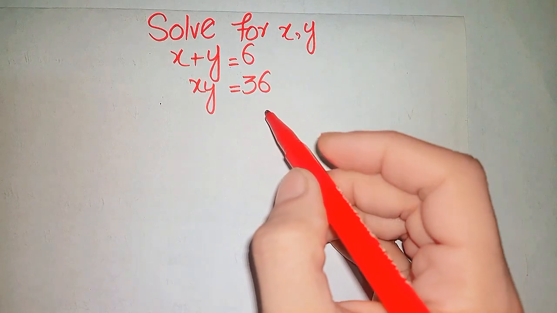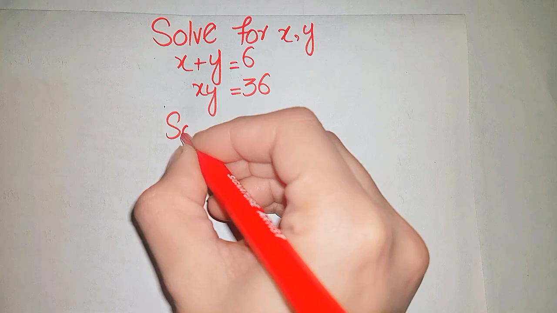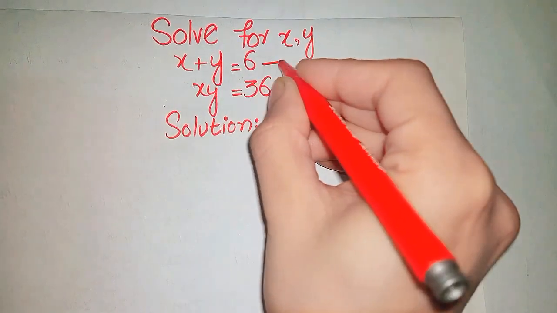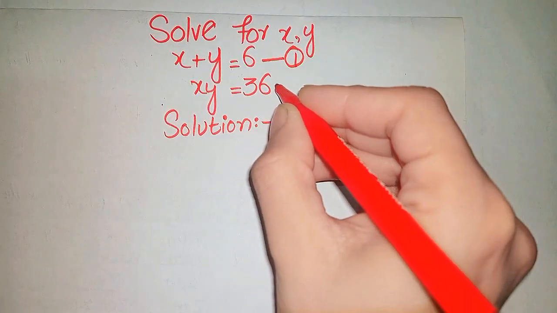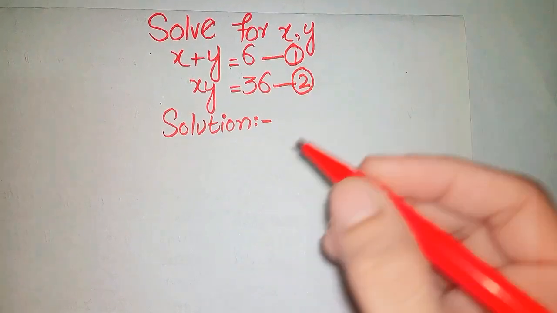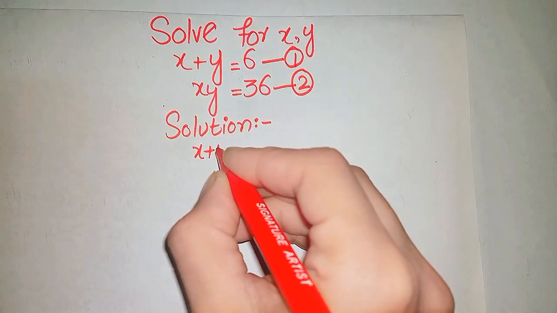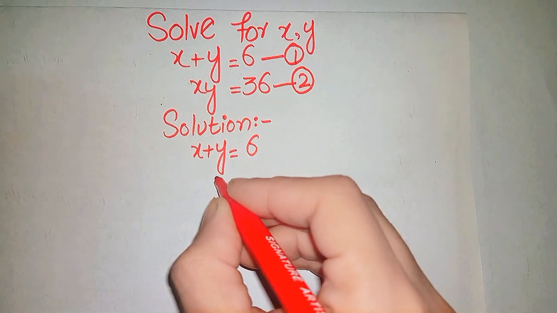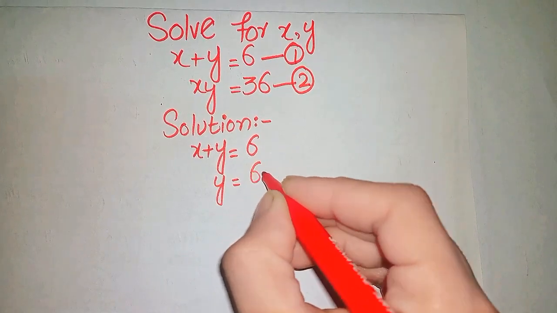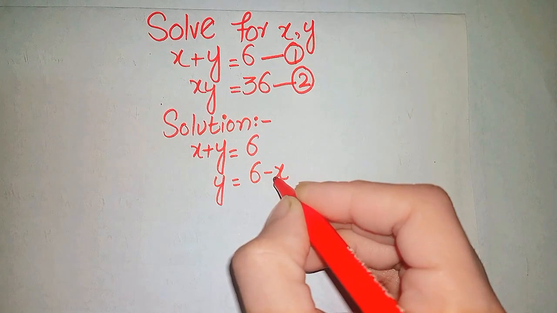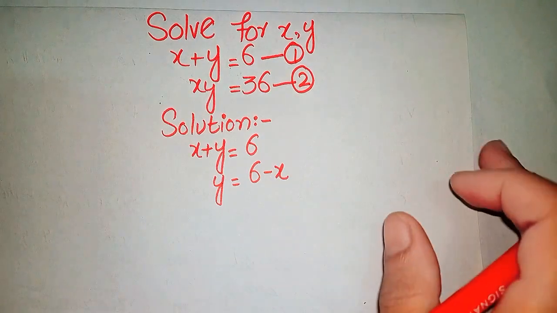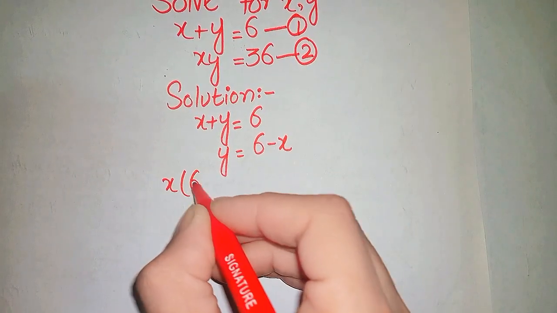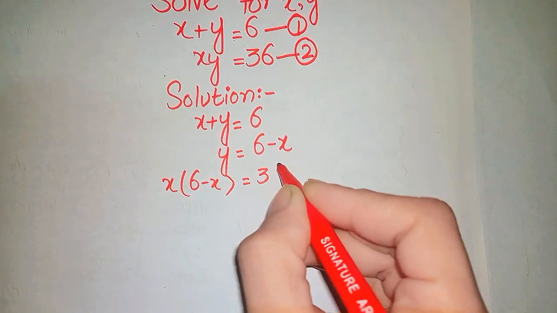This is a nice math Olympiad algebra equation: x plus y equals 6 and xy equals 36. Now let's start our solution. First of all, we take x plus y equals 6 as equation 1 and xy equals 36 as equation 2. Now we write equation 1 as x plus y equals 6, and we have to find the value of y from here as y equals 6 minus x. Now we put this value in equation 2 as x into (6 minus x) equals 36.